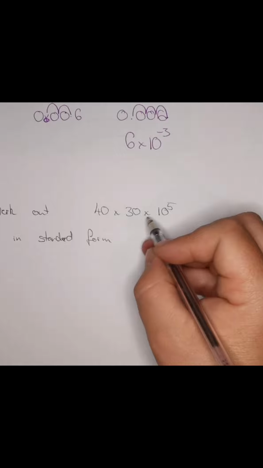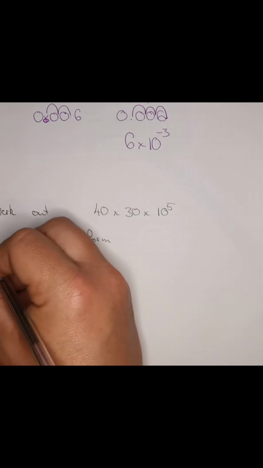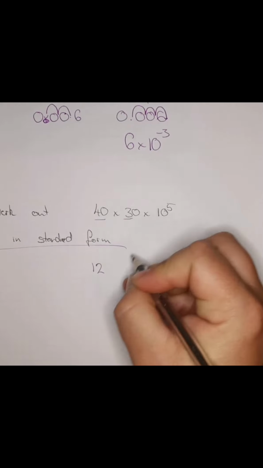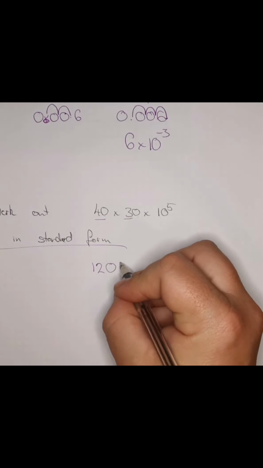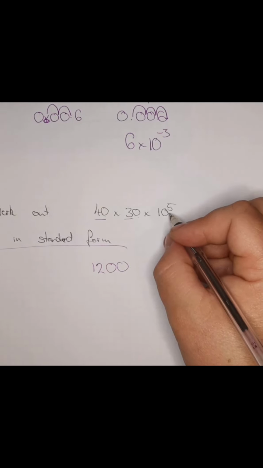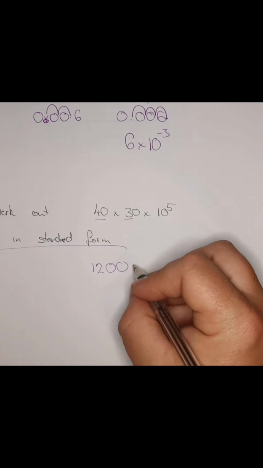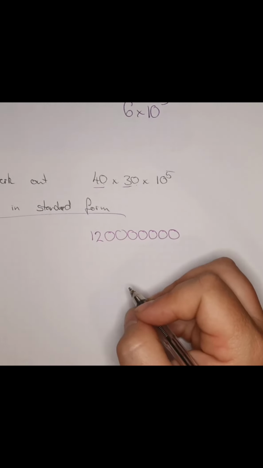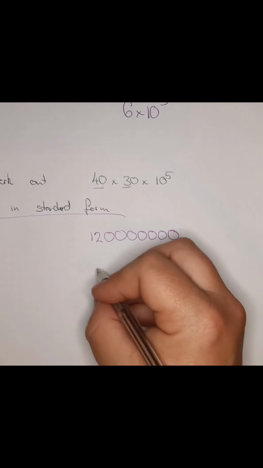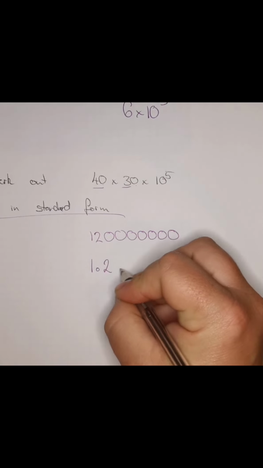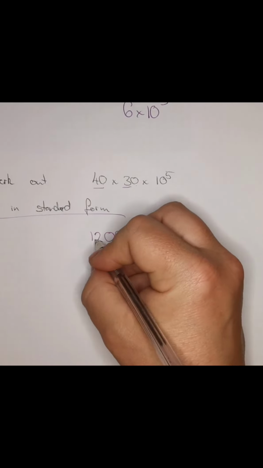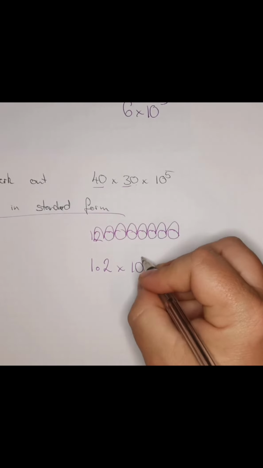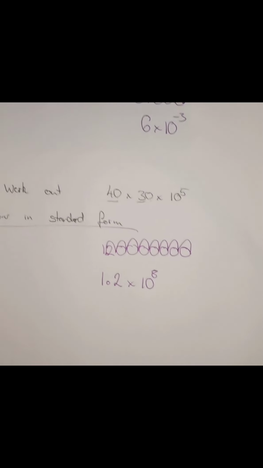Work out 40 times 30 times 10 to the power of 5. Answer in standard form. Well, 4 times 3 is 12. 2 zeros. 10 to the power of 5 is going to be added on 5 extra zeros. So 1, 2, 3, 4, 5. So remember, standard form, only one digit in front of the decimal. So I'm going to call that 1.2 times 10 to the power of 1, 2, 3, 4, 5, 6, 7, 8. 1.2 times 10 to the 8.